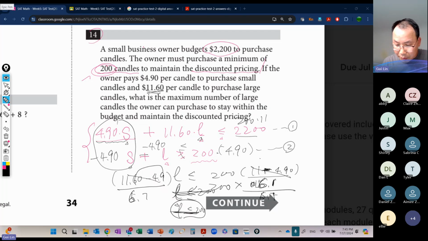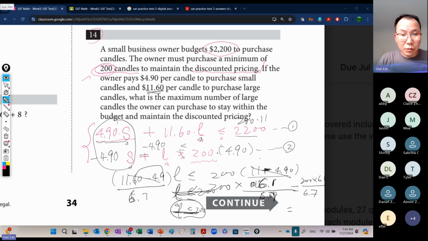6.7, I'm sorry, 6.7. So can you guys do the math here? 200 times 6.1 divided by 6.7. Use your calculator. You can get a result out of here. It should be about some data.